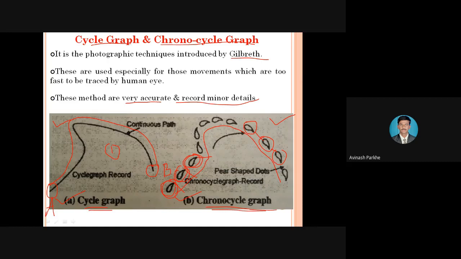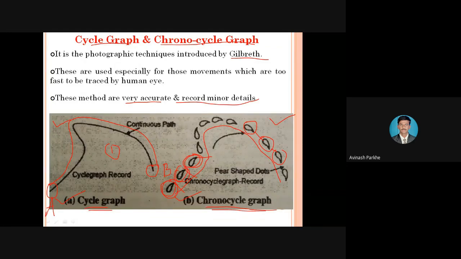Therefore, from this chronocyclegraph, you will get information about the direction of movement, where it is moving, and along with the gap between the two dots, it will give information about whether the speed of the movement increases or decreases. Such types of information you will not get from the cyclegraph, because in the cyclegraph you will get the output in the form of only dark lines. So if you go through the graph of the cyclegraph, you will get only dark lines.